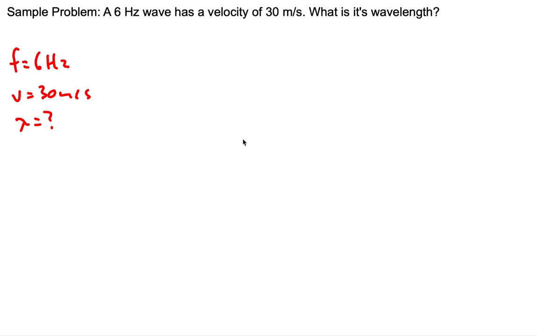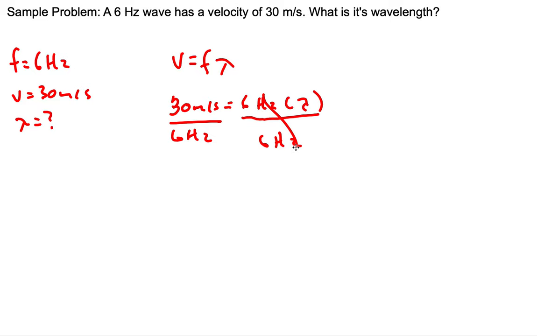In this problem, I would just do velocity equals frequency times wavelength. If I plug in the numbers, the velocity is 30 and the frequency is 6. How do I get rid of that 6? Thank you. I would divide. So that goes away, and the wavelength ends up being 5 meters, 30 divided by 6. If I doubled the frequency to 12, then the wavelength would have only been 2.5. Doesn't change the velocity.